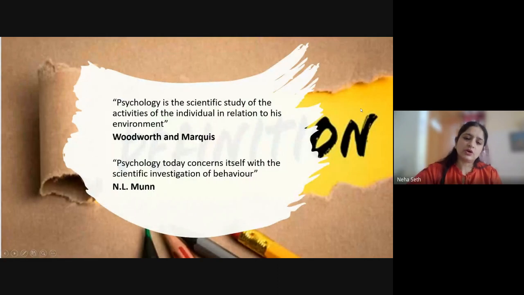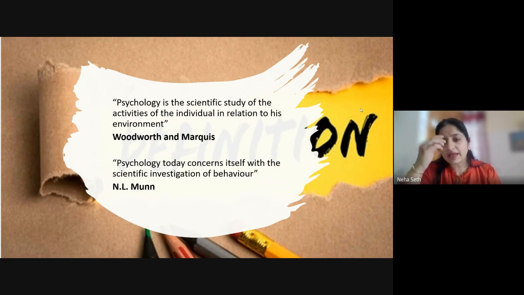There are two famous authors or psychologists who have given definitions of psychology. Woodworth and Marquis said that psychology is the scientific study of activities of the individual in relationship to the environment. So he is focusing more on unlearned behavior, and he said that as per the environment, the individual behaves. If the environment is good, the individual is happy, and the efficiency of work or productivity will increase. But if the environment is not in his or her favor, they might feel sad, and ultimately the efficiency may fall. So they try to find the connection between environment, the individual's behavior, and his or her efficiency.